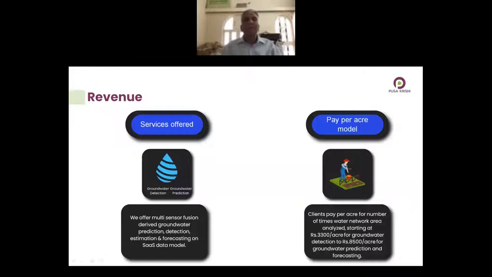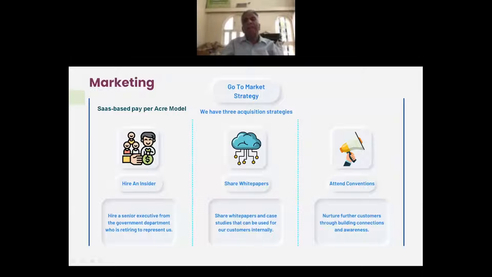For an individual farmer, we charge ₹3,300. For NGOs and FPOs, we charge ₹4,300. And for departments and corporates, we charge 5,000 rupees. And there is an MOQ, minimum order quantity, of at least 10 locations.